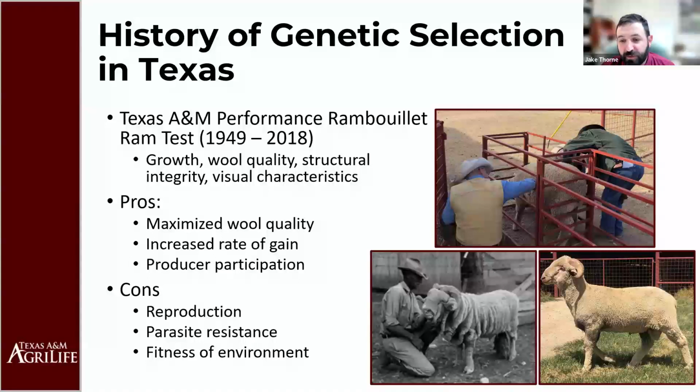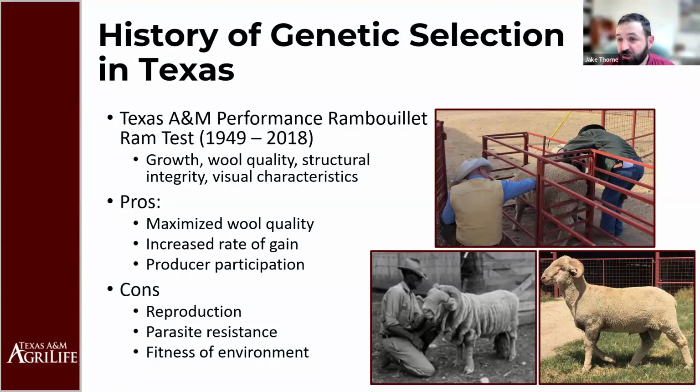And you might be familiar with that format, but essentially consigners would bring rams in. They would stay at our station for about 6 months or so. We would put them in a dry lot. They would be on full feed. We'd measure their growth. We'd measure their wool quality. There'd be a pretty intensive visual appraisal that includes structure, that would include skin folds, body composition.